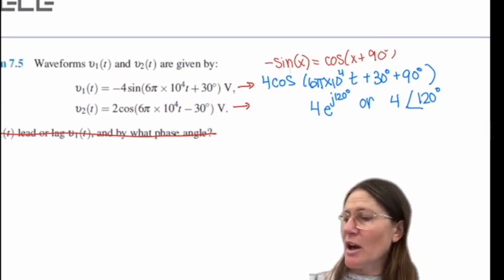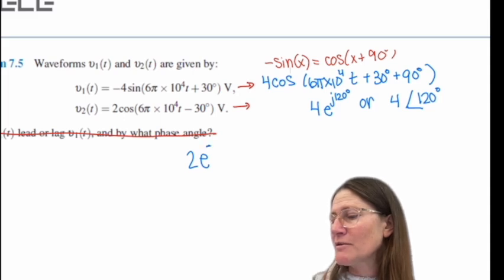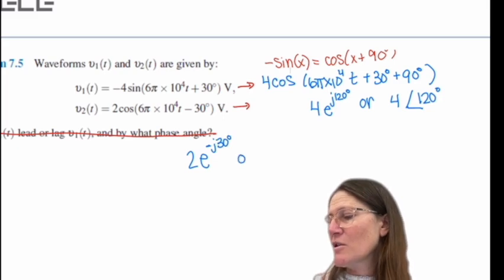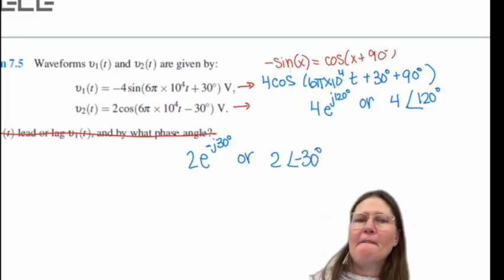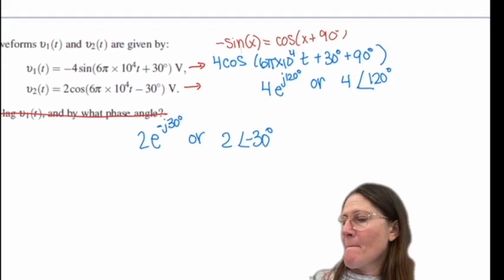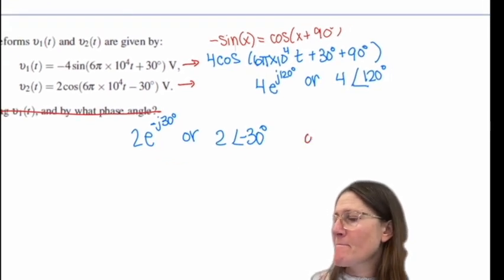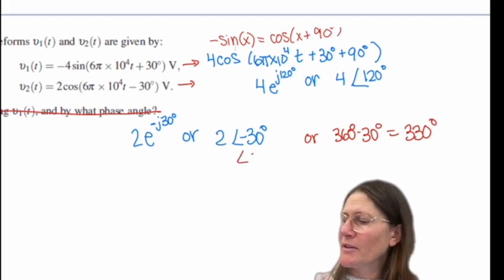Okay, the next one is a little easier because you just change it over. So this is just going to be 2e to the negative j30 degrees, or 2 angle negative 30. Yes? If you didn't want a negative 30, could you in theory go plus 330? Mm-hmm. That would be 360 minus 30, so yeah. Yep, that would be the same thing.